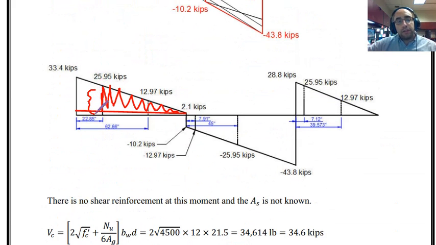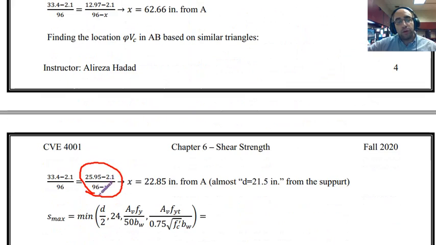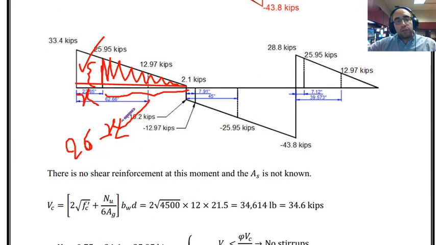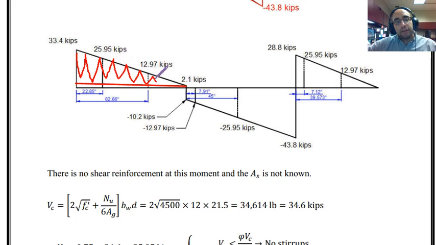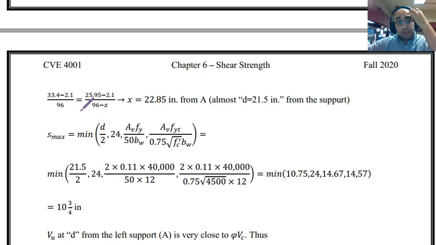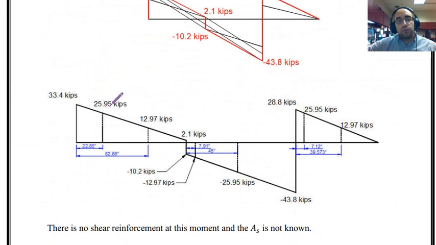I have to say this side divided by this side. I don't know the location of this, so I'm going to call this region X, and then this region will be 96 minus X. So for this triangle, I can say this side over this side, or 25.95 minus 2.1 divided by 96 minus X is equal to these ratios when considering the large triangle, or 33.4 minus 2.1 divided by the bottom side, or 96 inches. That is shown over here. By solving this equation, we can find X, or the location of the point where shear is equal to Vc, and that is 22.65 inches.